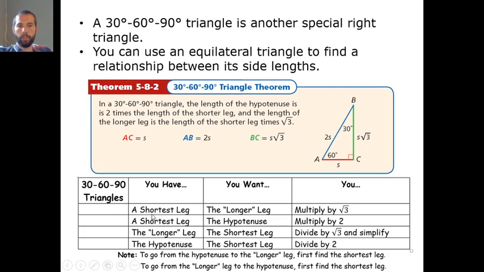So here are the rules, the little cheat sheet that I made up. If you have the shortest leg and you want the longer leg, you multiply by the square root of 3. If you have the short leg and you want the hypotenuse, you multiply by 2. If you have the long leg and you want the short leg, you divide by the square root of 3. And if you have the hypotenuse and you want the short leg, you divide by 2. Those are the only 4 rules you really need to remember, and then you need to remember to simplify.